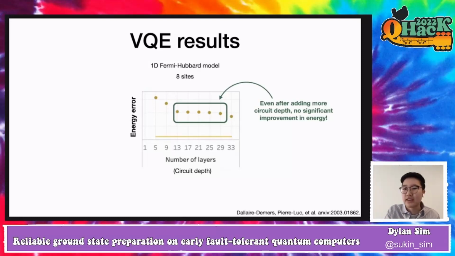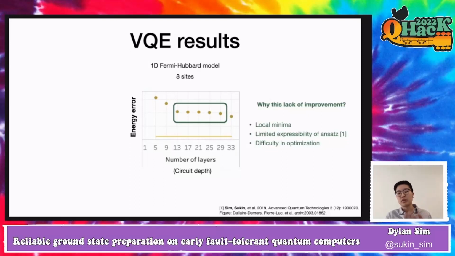And why might this be the case? This could be one or a collection of reasons, including the proliferation of local minima or undesirable saddle points in the energy landscapes of this VQE calculation, or it could be the limited expressiveness of your parameterized ansatz itself, or as you add on more circuit layers, this also accumulates a large number of parameters in your circuit. And this can lead to a difficulty in optimization in the vast parameter space.